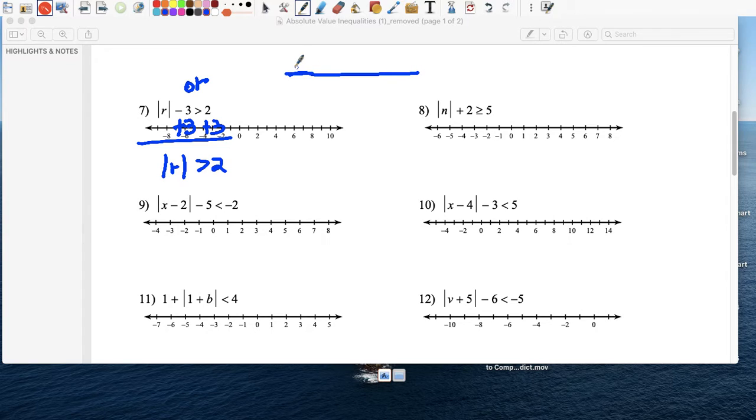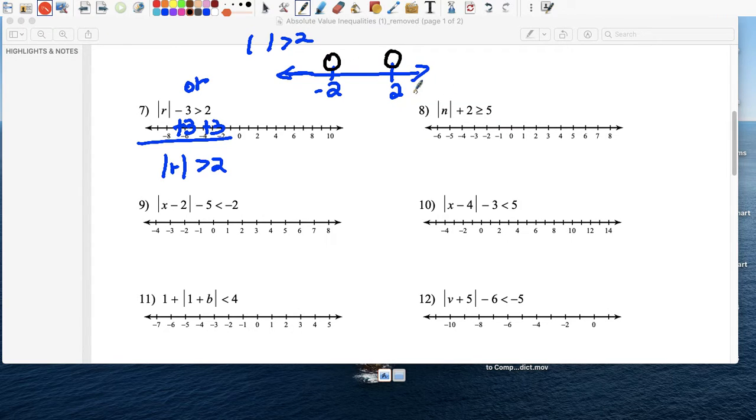Let me graph this. Let's understand the problem. When is the absolute value of something greater than 2? Right? So when is the absolute value of any number, can you take the absolute value so it has to be greater than 2? This is an or problem. So negative 2 and 2, put a circle here, a circle here.